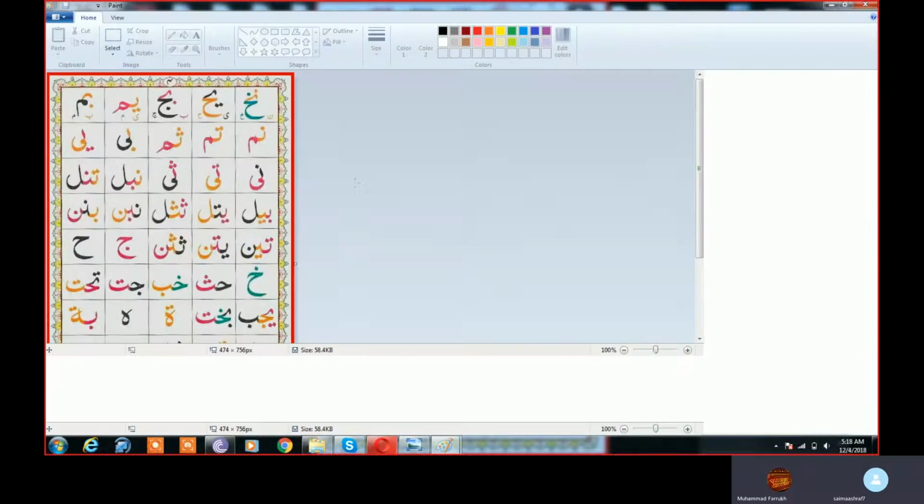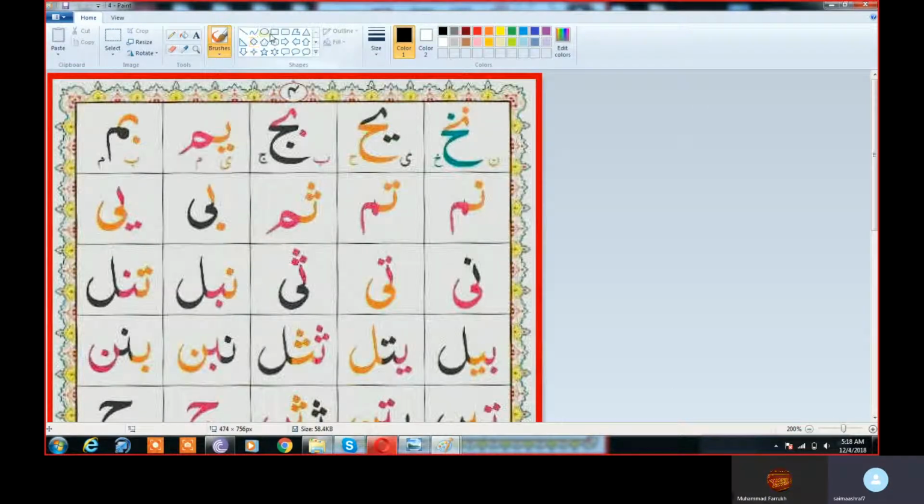We're going to move to the next page. Okay, what is this letter? Noon kho. The green letter is kho, okay? Noon kho. Good. What is this? Ya ha. Good. What is this? It's ba jim. Great.